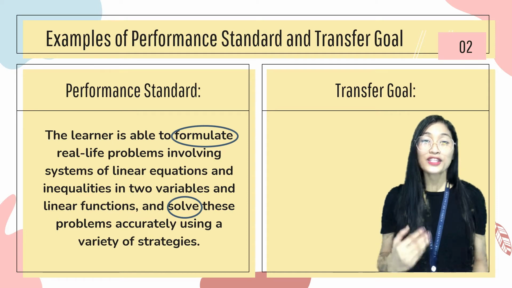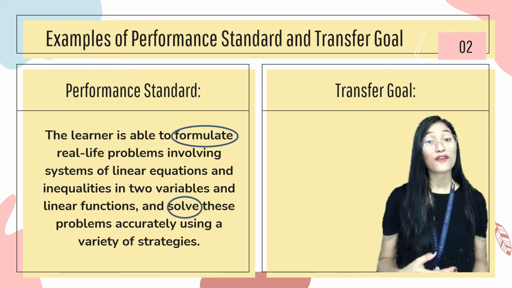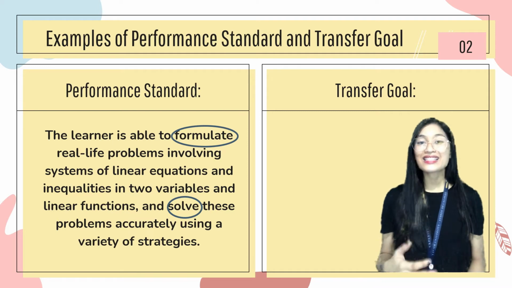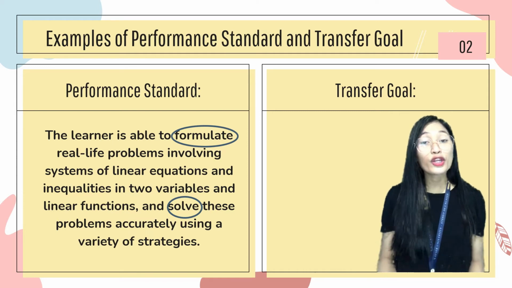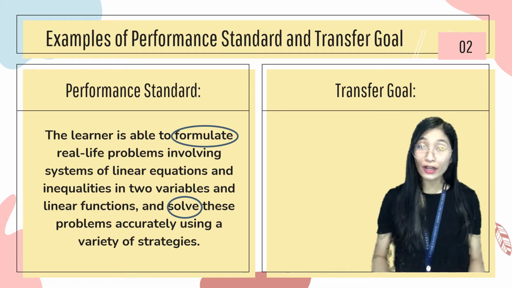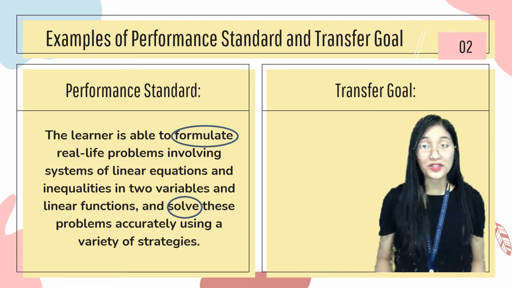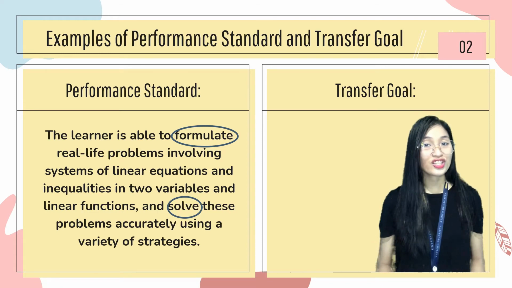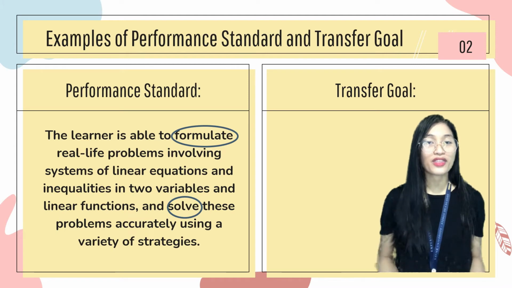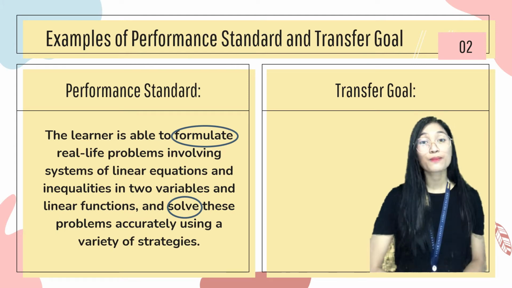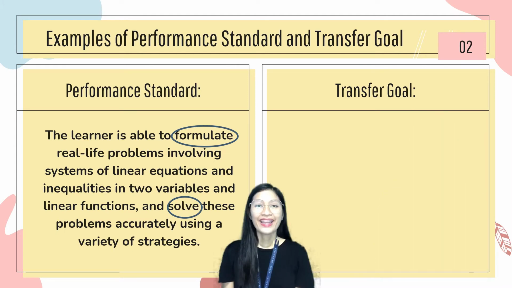So if the students can perform these behavioral verbs, then this is an indicator of learning how to formulate and solve problems involving math, such as math equations and other mathematical problem solving. Now let's see the transfer goal.